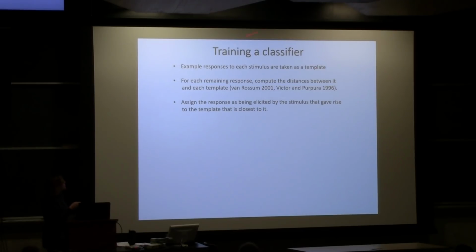And then in order to quantify how much timing is preserved trial by trial for the same stimulus, what you do is you train this classifier. So an example response to each stimulus is taken as your template. So you could take the top response to each of those 3 stimuli, right? And then for those remaining responses, you compute the distance between it and the template. And there's a cost function. So there are 2 different ones. So you can go look these up if you're interested.